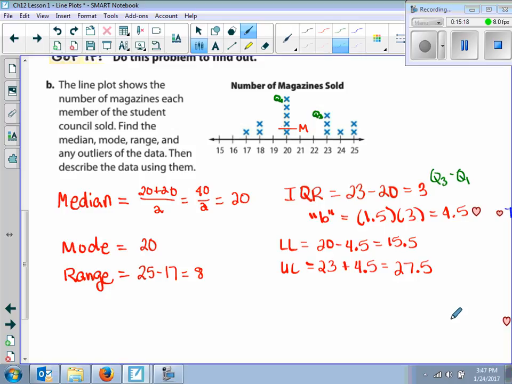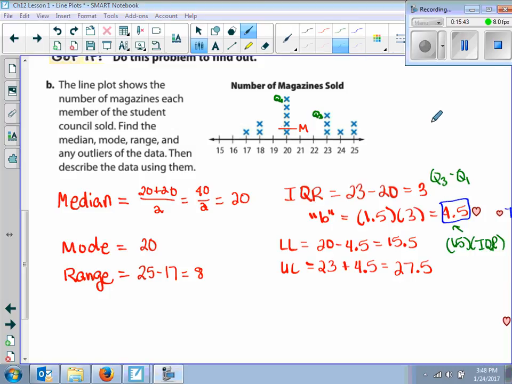Is everybody clear? Now we're going to find our B. Remember we just called it B because they didn't really have a name for it. So to find B, that is the one where we're going to multiply 1.5 times the interquartile range. So there's 1.5 times 3, which gives us 4.5. You guys writing this down?